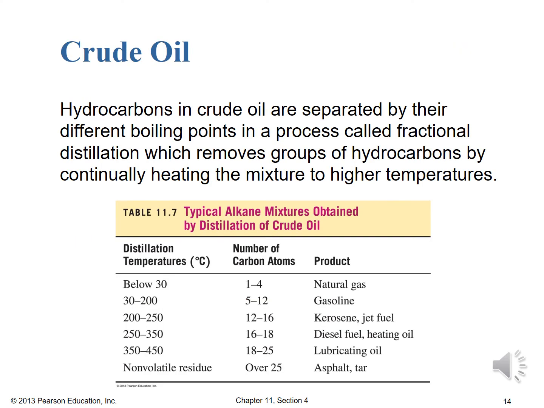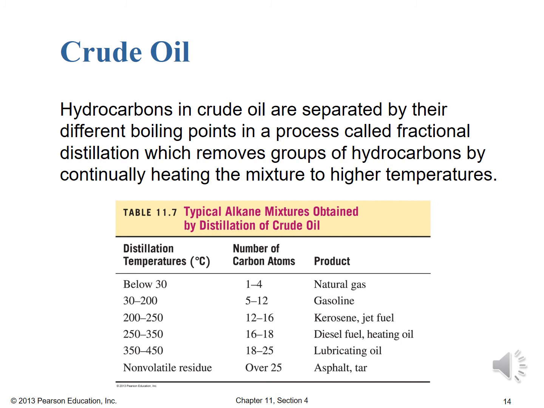Okay, so crude oil. Crude oil is a mix of hydrocarbons, and they're separated by different boiling points, just like we talked about. The longer the carbon chains, the higher the boiling point, and the process by which that is accomplished is known as fractional distillation, where you're removing at different fractions, at different boiling points, the different groups of hydrocarbons by continually heating the mixture to higher temperatures. So you heat it, certain low level small carbon atom groups will come off. So below 30 degrees Celsius, you're distilling what's known as natural gas, which is mostly methane, some ethane, a little bit of propane and butane, those small substances.